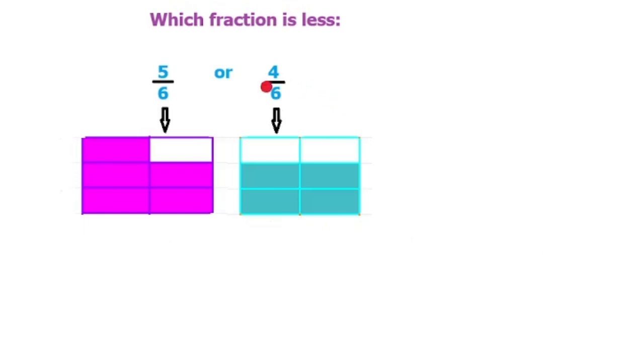So we can see here that both of these have a denominator of 6. That means that there's 6 equal parts for both of them, right? So there's 6 equal parts here and 6 equal parts here. For the 5 over 6, or 5/6, you just shade in 5 of the 6 equal parts. For 4/6, you shade in 4 of the equal parts.